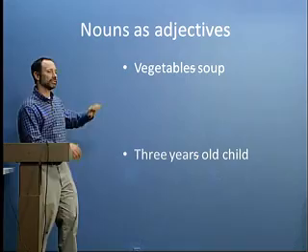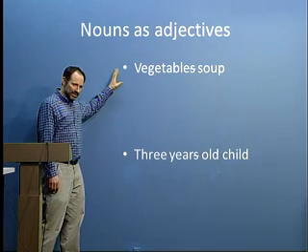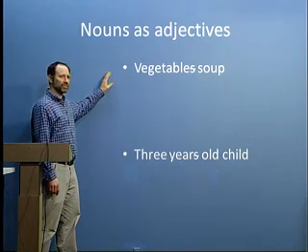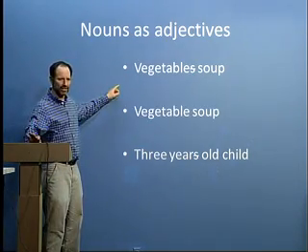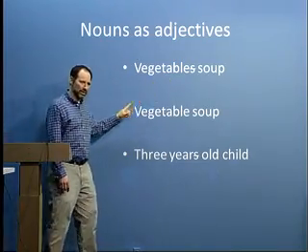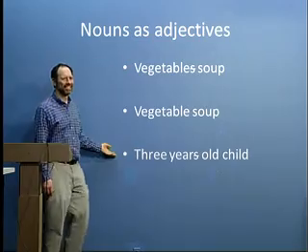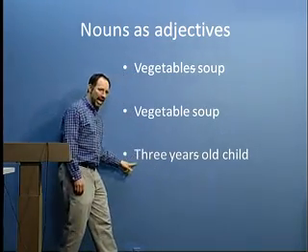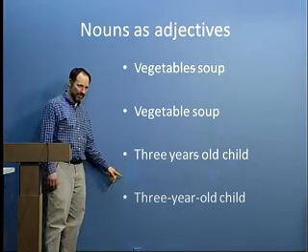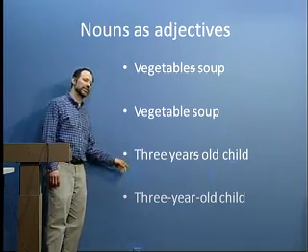So today, I've talked a little bit about using nouns as adjectives, and I've shown you why this is incorrect and why this is incorrect. I wouldn't say "vegetables soup" because I'm using vegetable as an adjective to describe soup, so it would be "vegetable soup." And down here, "a 3-year-old child." Child is the noun. This is an adjective expression, 3 years old. So it should be "3-year-old child," where year is not plural when it's an adjective expression before a noun.